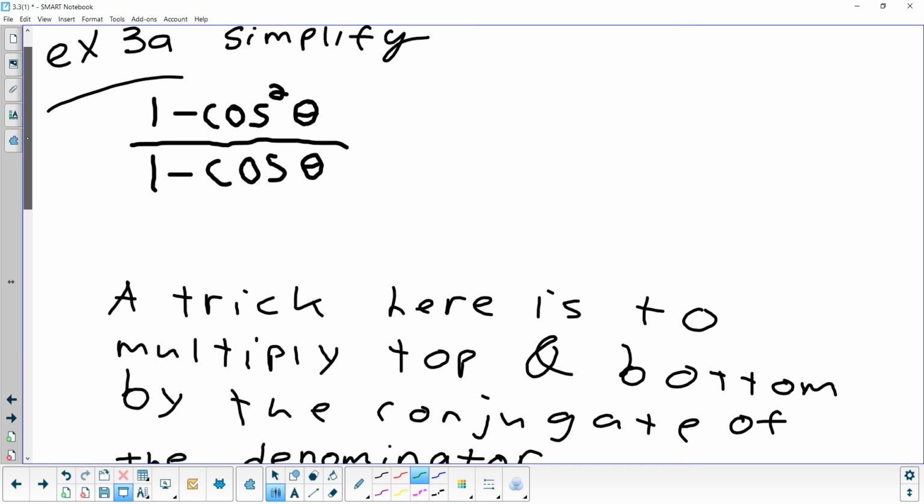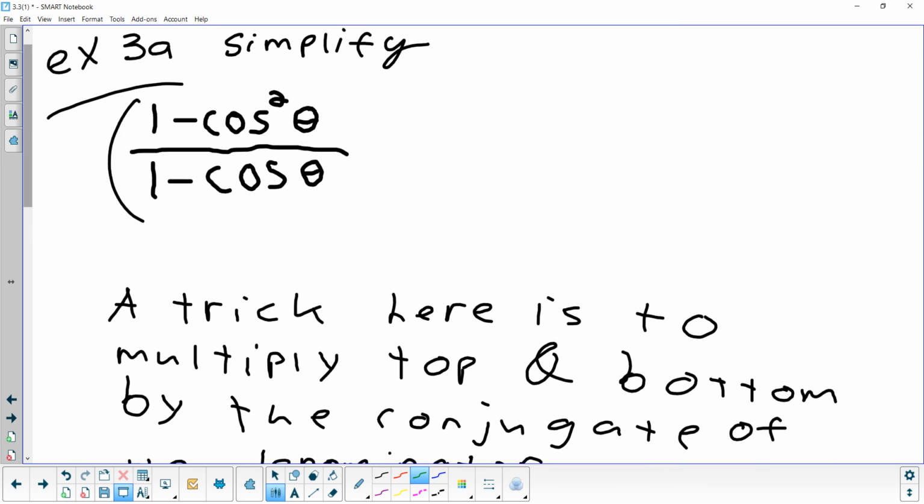There will be some problems where I give you a hint on the test, and I say, try this. Then there'll be some other problems where I don't. All right, so we'll multiply the top and the bottom by the conjugate. Okay, let's see what happens.